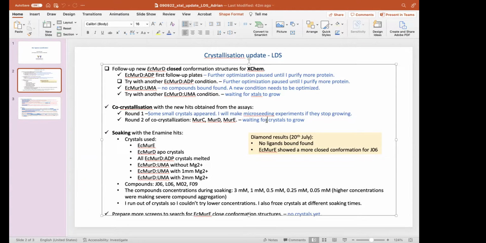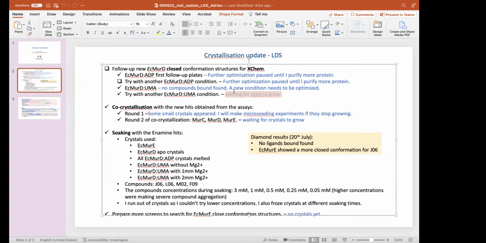Now I'm running out of protein, so I need to make more protein to be able to do more follow-ups. I have also set up some more crystallization plates for doing soaking on different compounds, whatever we get and whatever we have, including the old conditions and new conditions for the E. coli Mur D with UMI, because there was a secondary condition that also gave me a structure. I'm also looking into that one. I'm still waiting for crystals to grow. They took a bit longer to grow in the first initial screen, so it's still within the time for them to grow.